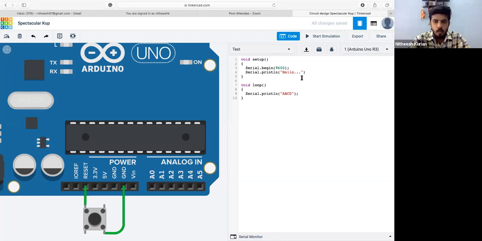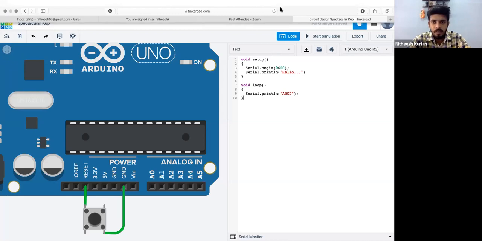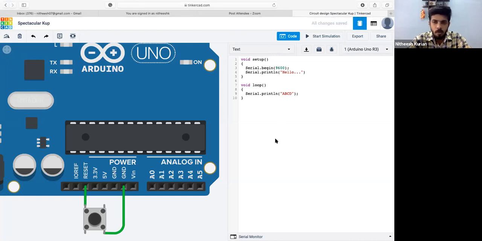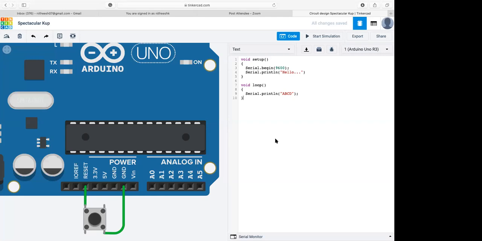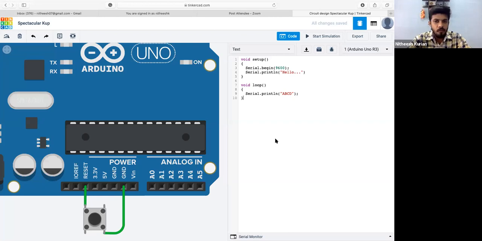When we are running the code, what will happen? Any idea? Anybody from the student side? What will be the result showing in the serial monitor? Without running the code, can anybody say that? So it will first print hello and then continuously print ABCD. Very good. First, it will print hello and then continuously print ABCD, right?